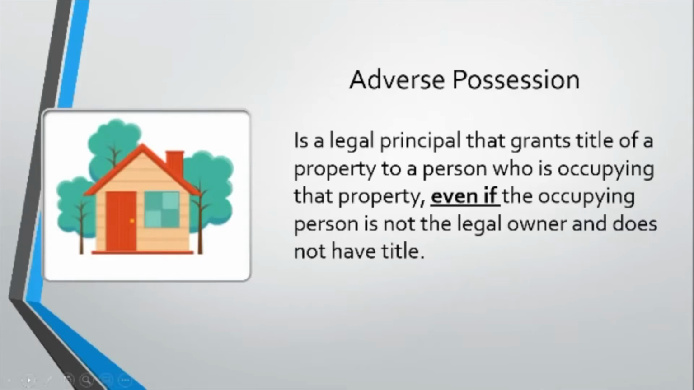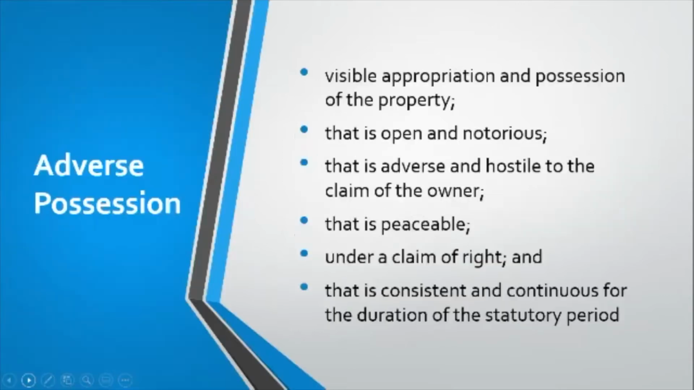Adverse possession is a legal principle that grants title of a property to a person who is occupying that property, even if the occupying person is not the legal owner and does not have title. There are 6 requirements that an individual must prove in court to make a successful adverse possession claim. The first requirement is that the individual must be in possession of the land.